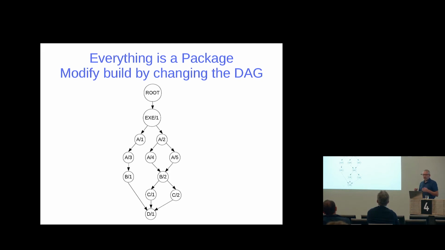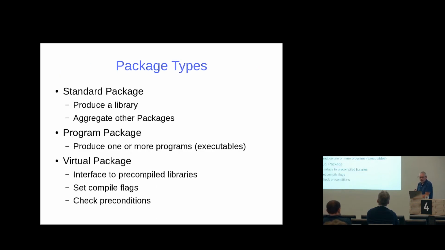Everything in HiMake is a package, and it's a DAG of packages, and then we can modify the build by changing the DAG. Just to do a small recap here, you have seen the standard package, which produces a library, or it can aggregate other packages. Then we have this program package that produces one or more programs or executables. And then there's a new package type for you, which we call a virtual package. It's an interface to precompiled libraries, but we can also use it to set compile flags or to check preconditions and things like that. And that's what I'm going to talk about for the next few minutes.